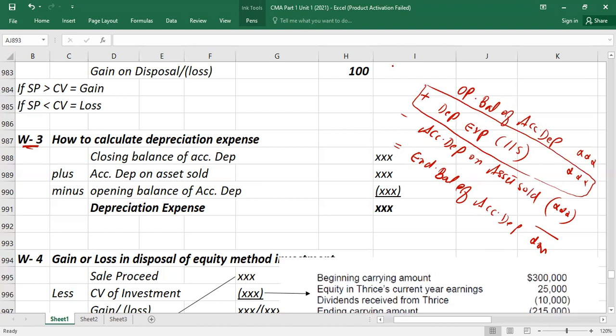Done? So how will you get it? Now you need to reverse the equation. This is the right equation which I have written here, and here is the reversal of that equation to get depreciation expense for the period. First of all, we take the closing balance of accumulated depreciation. We add back accumulated depreciation on assets sold and we deduct the opening balance of accumulated depreciation. So the balancing figure will be depreciation expense. Clear? This depreciation expense you will take and add back to the net income.